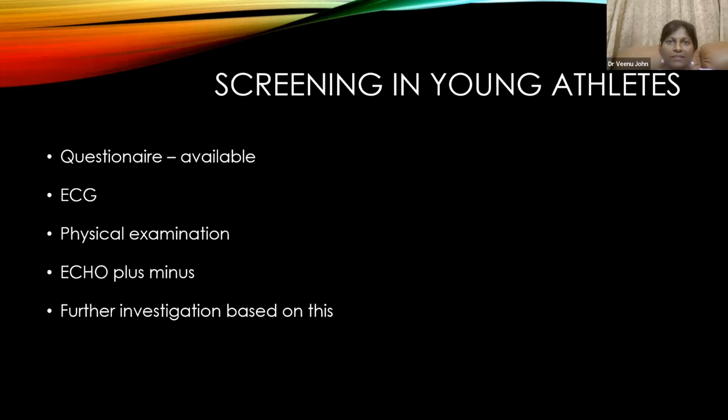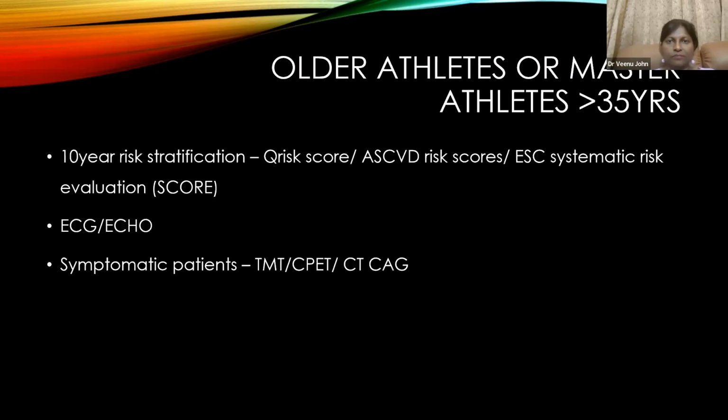Young athletes are those who are less than 35 years of age. There are questionnaires available which will ask them clearly about their family history, the personal history, and any past complaints that they've had. Then we will do a physical examination and an ECG. Echo may or may not be needed depending on what we find on ECG. If at all we find some abnormalities in these patients, like maybe a long QT, based on that, we will further take investigations which will lead to the correct diagnosis by the end of it.